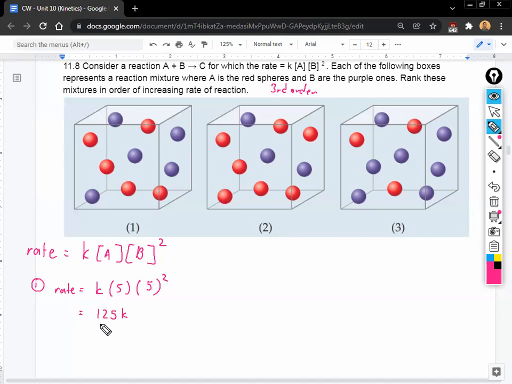So I want you guys to do the same thing. You could work with the person next to you to split it up. I want you to find the rate for box number 2 and box number 3, and figure out which one has the highest rate of reaction.